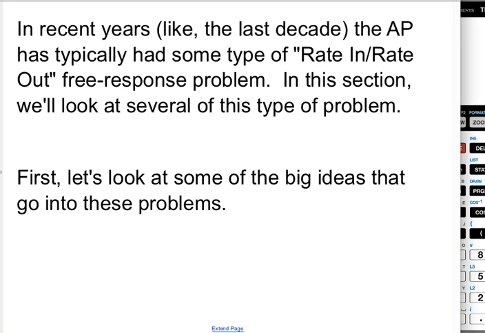So in recent years, like the last decade or so, the AP typically has some type of rate in, rate out free response problem. So in this section, we're going to look at several problems of this type and also some that just have a single rate. But let's look at some of the big ideas with these problems before we do that.